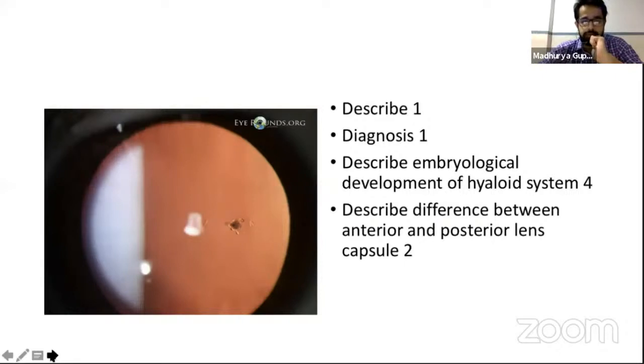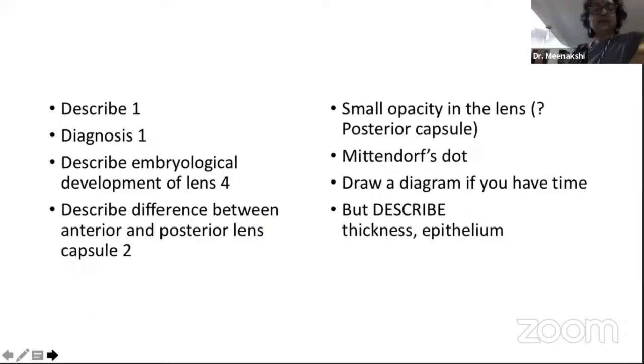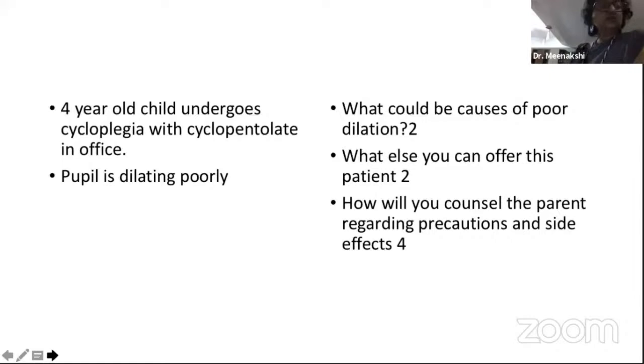The anterior lens capsule is relatively very elastic as compared to the posterior lens capsule, and that's the only thing. What else? It's also thicker. Posterior is thicker as compared to anterior. I thought anterior is thicker. Yes. And there is also epithelium attached just below the anterior capsule, which is not there in the posterior capsule. Okay. But yes, here I want to again impress upon you that you have to draw a diagram if you have time, because 4 marks have been given to the hyaloid system embryology. Okay? Yes, ma'am.